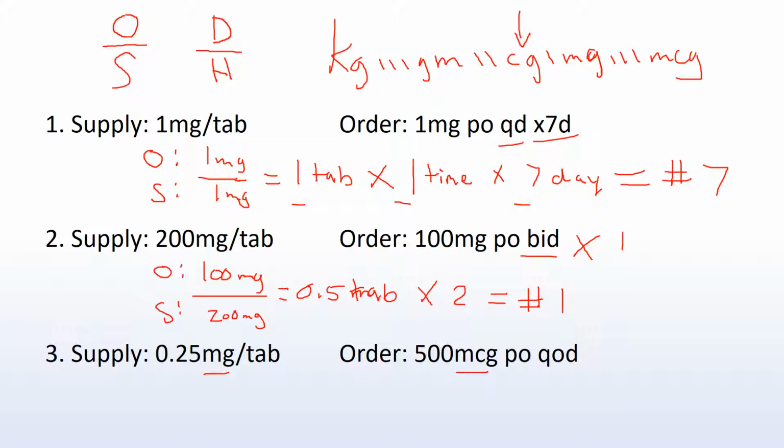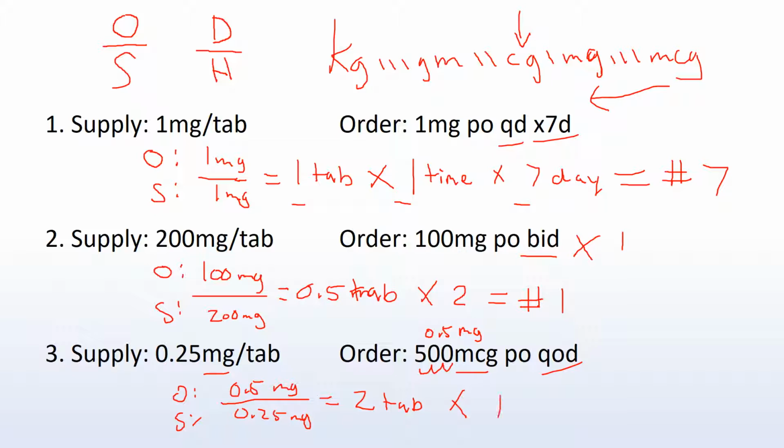All right, what do you want to convert to, all milligrams or all micrograms? Milligrams. So let's convert this one. We're going from mics to millis, that's 3 this way: 1, 2, 3. This becomes 0.5 milligrams. So now what is our order? 0.5 milligrams. What is our supply? 0.25. So how much do we need to give per dose? 2 tabs per dose. Every other day? We don't have to figure out EOD, we're just going to give them 2. That's it.